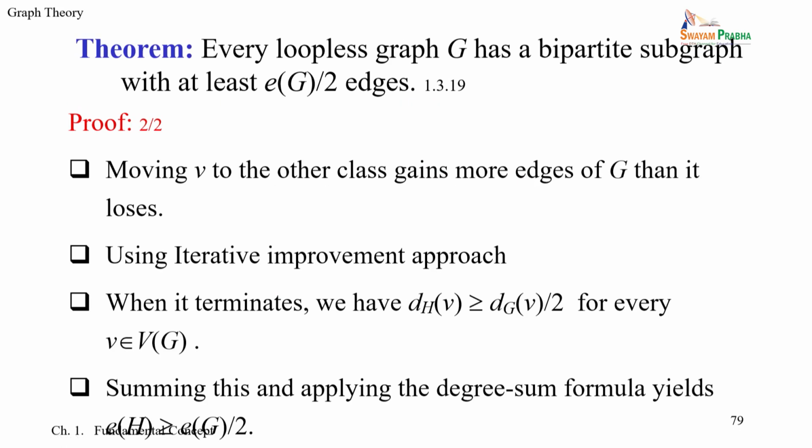Next, every loopless graph G has a bipartite subgraph having at least e(G)/2 edges. So, moving v to the other class gains more edges of G than it loses, and using an iterative improvement approach, when it terminates, then d_H(v) is greater than or equal to d_G(v)/2 for every vertex v in G. Summing these and applying the degree sum formula yields e(H) greater than or equal to e(G)/2.